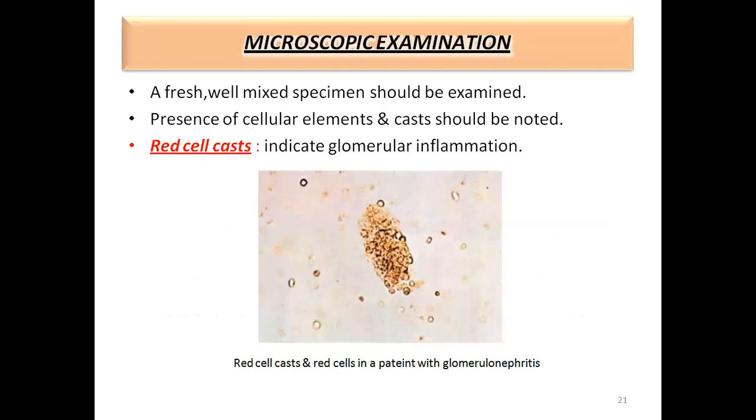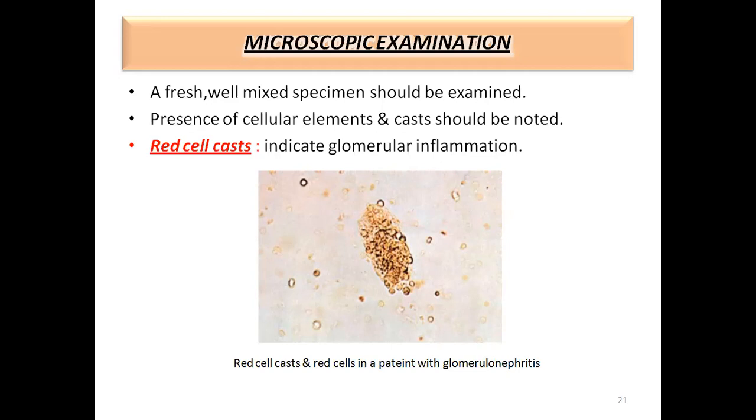Apart from the blood examination, microscopic examination also becomes important. It is to see microscopically what all is present. A fresh, well-mixed specimen should be used. Presence of cellular elements and cast should be noted. That is, in cases of renal calculi, we may see some cast or substances shed from the lithium substance or the stone.